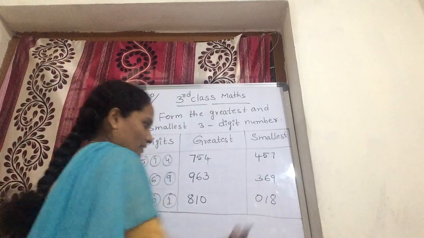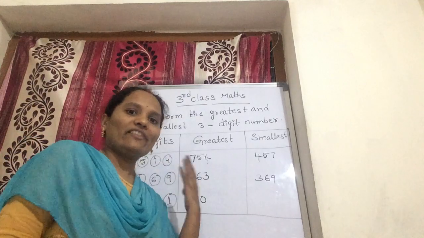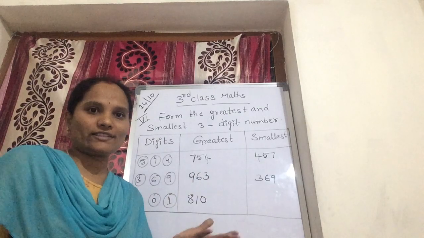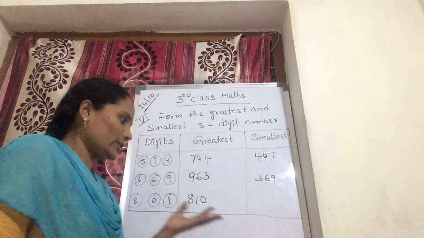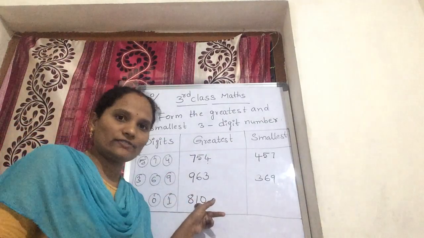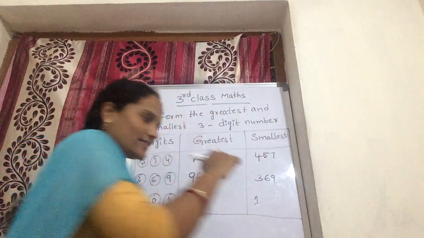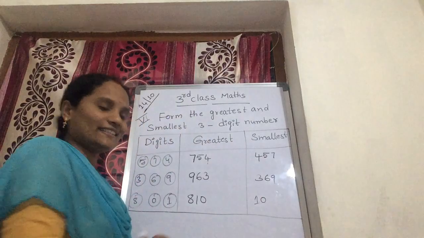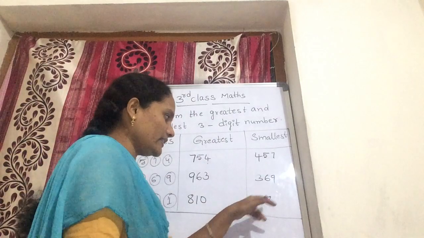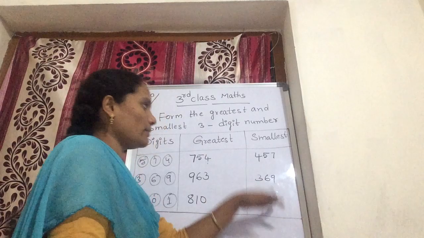Okay. So don't write 0 first because 0 has no value in the first place. So don't give first preference to 0. Okay, then after 0, the next smallest is what? 1. So next preference is for 1. First you write 1, then you write 0. Okay, next 8. So this is the 3-digit number 108. 108 is the 3-digit number and the smallest number.